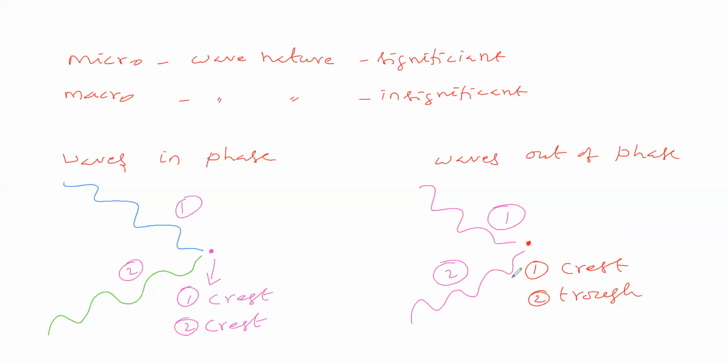So this indicates destruction, and this indicates construction. It gives a stable situation and an unstable situation. So if waves are in phase, it is a stable situation; waves out of phase means destruction. So now we will see, if waves are in phase, what is the condition?